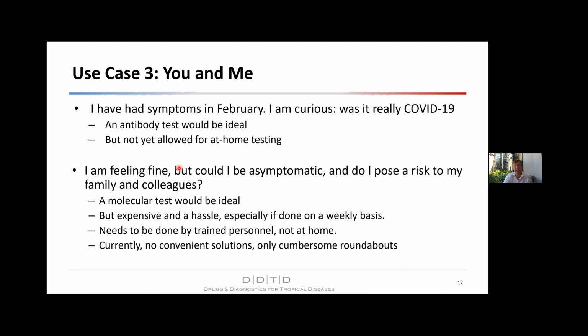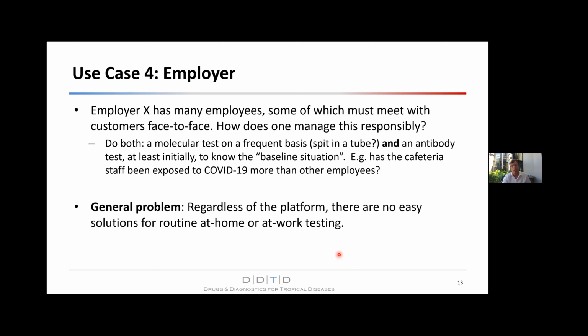Or I'm feeling fine, but could I be asymptomatic, and do I pose a risk to my family and colleagues? Well, here it's a molecular test that would be ideal. But again, it's expensive, it's a hassle, especially if you need to do that on, say, a weekly basis. And it needs to be done by trained personnel. It cannot be done at home. So unfortunately, currently, there's just no convenient solutions. There's only cumbersome roundabouts.